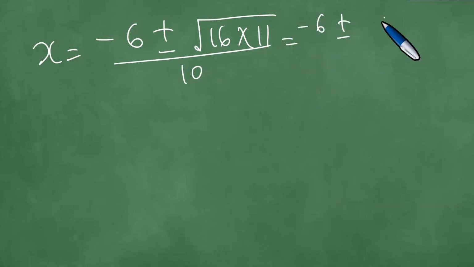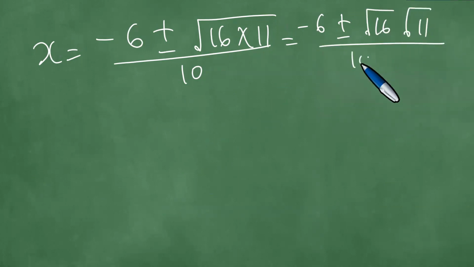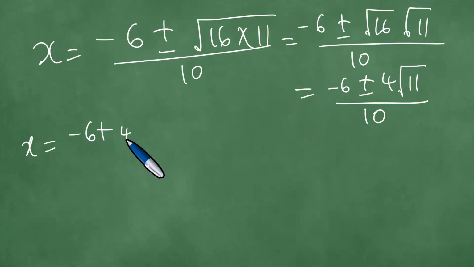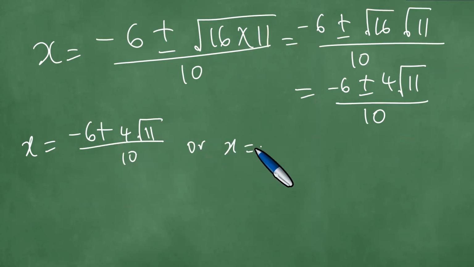Minus 6 plus or minus the square root of 16, the square root of 11, divided by 10. Minus 6 plus, what is the square root of 16? It is 4. So out of 10. So in the end, we have x is minus 6 plus 4 root 11 out of 10, or x is minus 6 minus 4 root 11 out of 10.